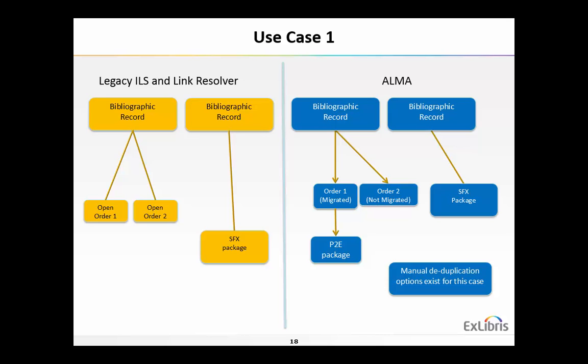The one on the left is an originating ILS non-link resolver record with two open orders attached to it, and the one on the right is a link resolver record with an SFX package attached to it, but without associated orders. Once the conversion process has been completed, both of the records will be converted to electronic resources. However, only one of the open orders, which based on associated order system logic discussed earlier, would be migrated. The duplicate link resolver record will also be migrated.